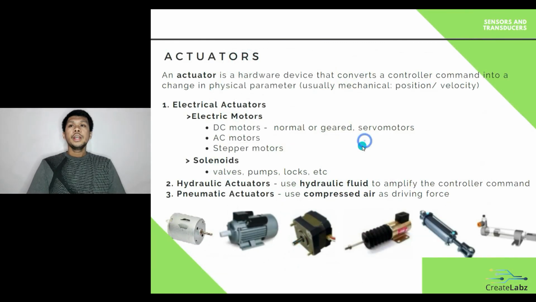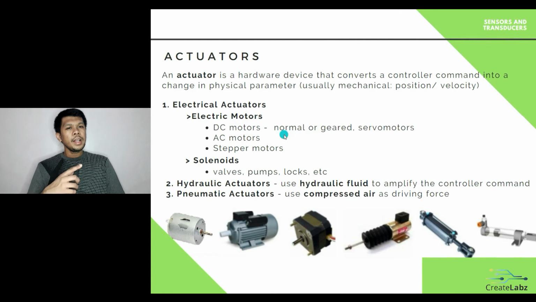Now, for the actuator, it is a hardware device that converts a controller command into a change in a physical parameter, usually a mechanical parameter like position or velocity. So, converting from electrical into a mechanical action. We have three common types: electrical actuators, hydraulic actuators, and pneumatic actuators. For electrical actuators, we have electric motors, which can be either DC motors or AC motors. DC motors, meaning you power them with DC.